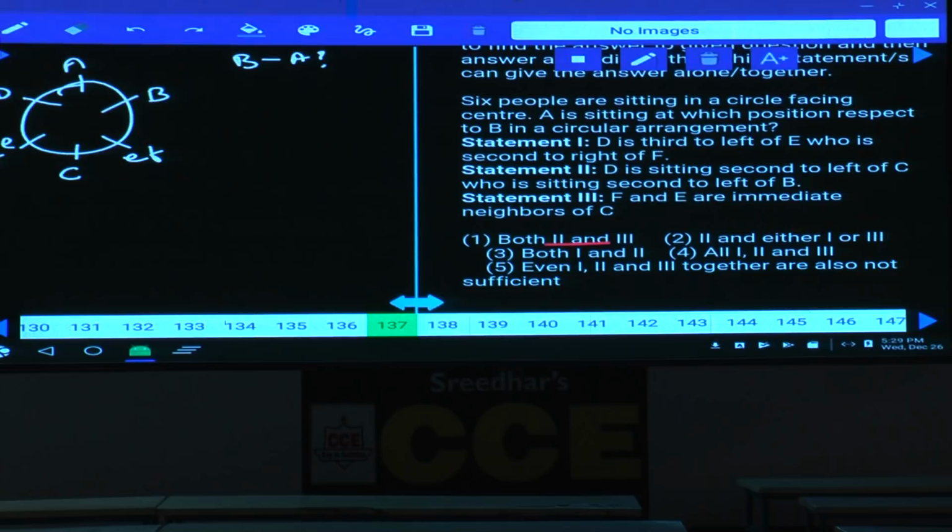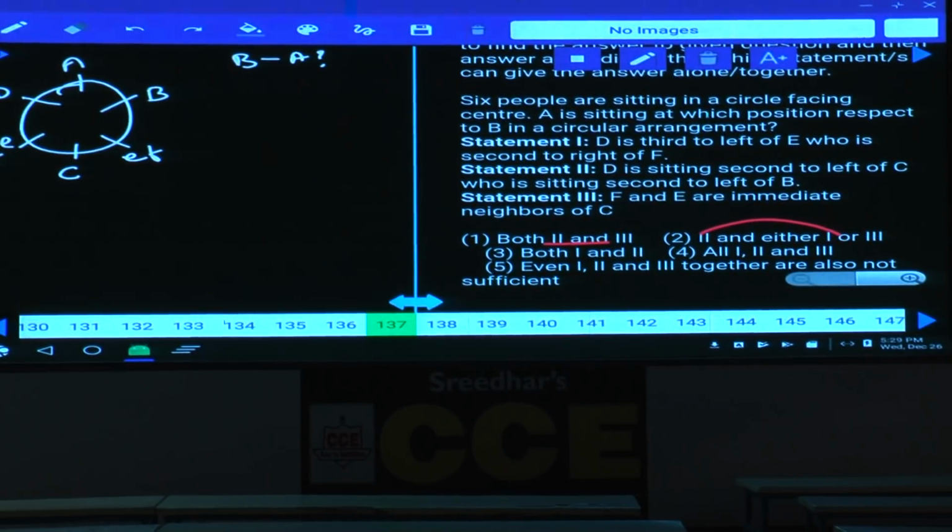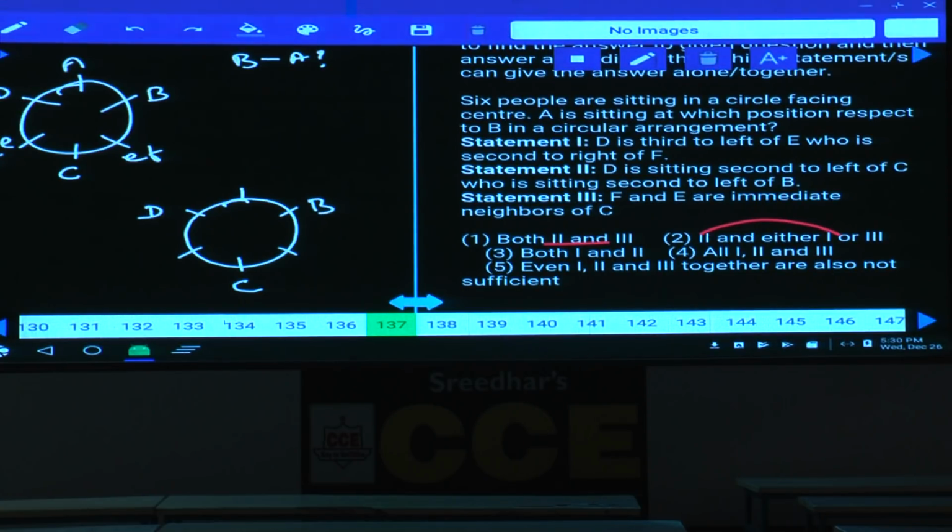As 2 and 3 is sufficient, now I need to check 2 and 1 as well. Now I am checking condition number 1 and 2. In condition number 2, D is seated second to the left of C, C is here, D is here, and C is seated second to the left of B, B is here. This is condition number 2.